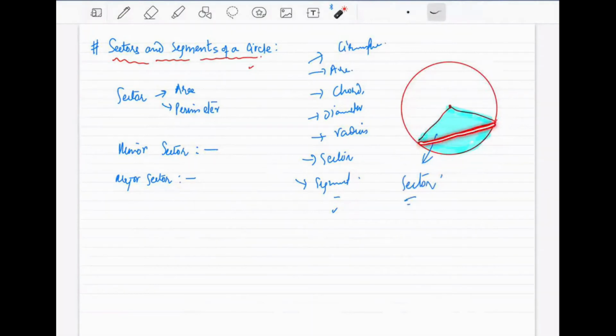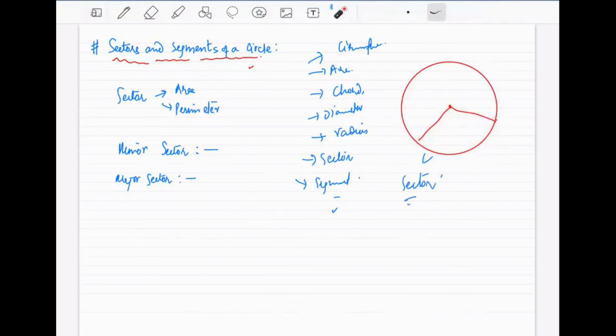Of course, we are going to come to the segment later on, but you just focus on what the sector is. So if you draw two different radius in a circle, the area enclosed in between that will be called a sector. The sector can be divided into two types. One is the minor sector, the other is the major sector.